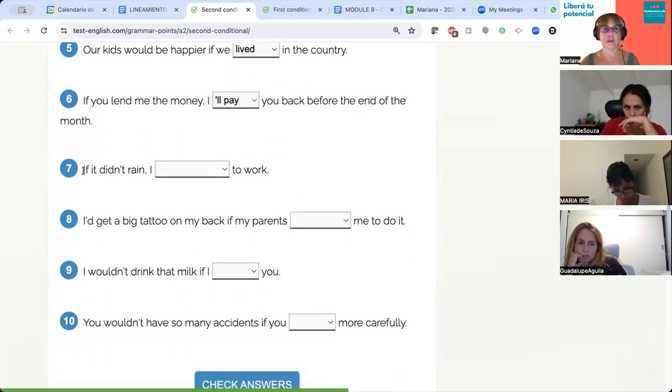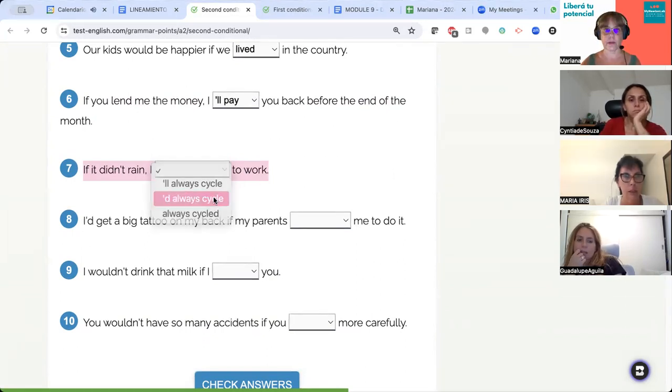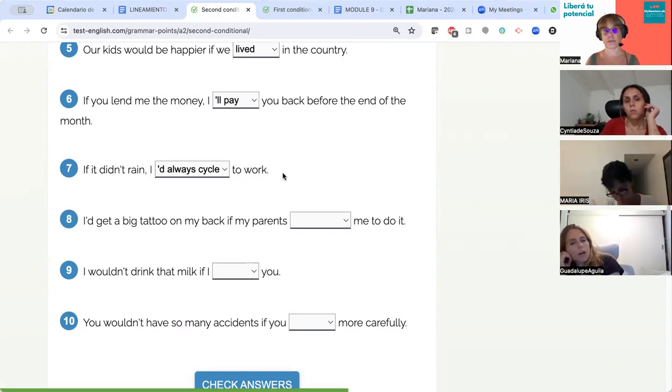Okay, number 7. If it didn't rain, I'd always cycle to work. Si no lloviese, iría en bici al trabajo. Pero, sorry, why if didn't rain? Si no, no, está bien. Si no lloviese, didn't rain, y si no llovió.